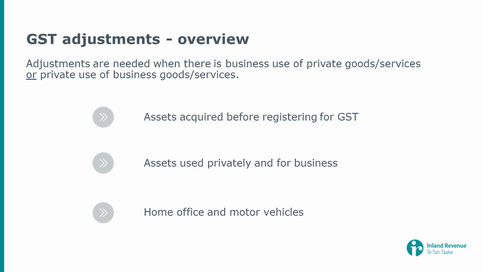We're going to cover 3 situations: how to claim GST on business assets you owned before you registered for GST, how to claim GST on assets purchased after you registered for GST and that are also used privately, and 2 common examples of adjustments: a home office and motor vehicles.